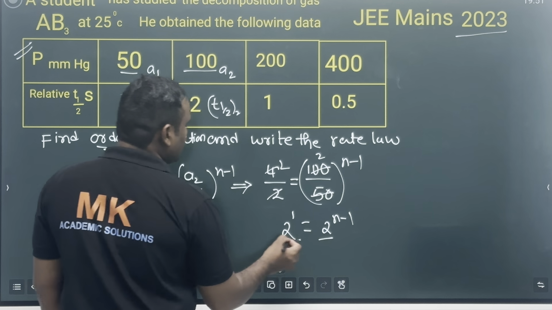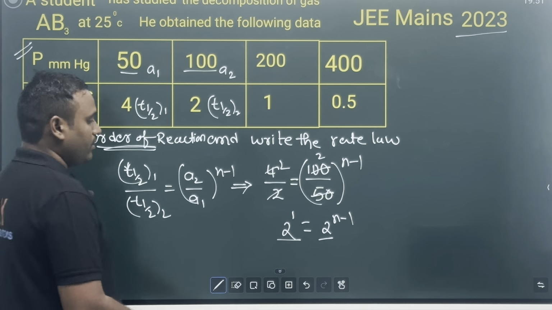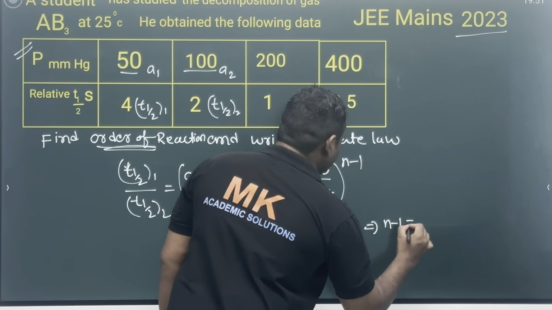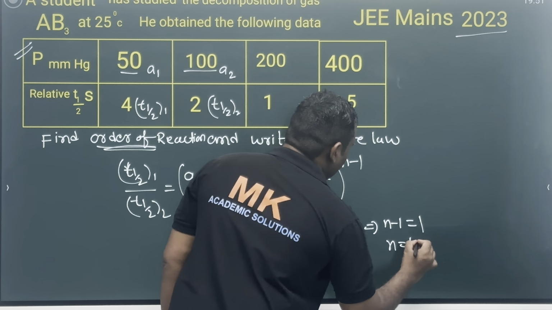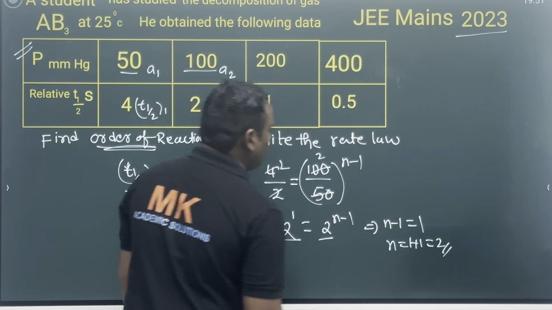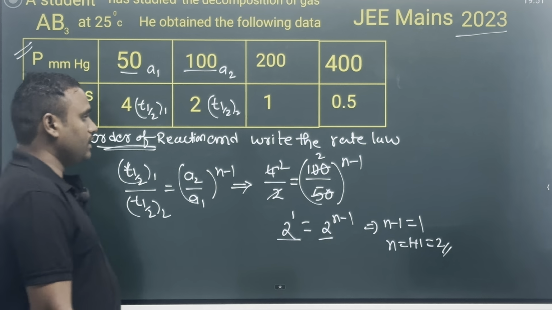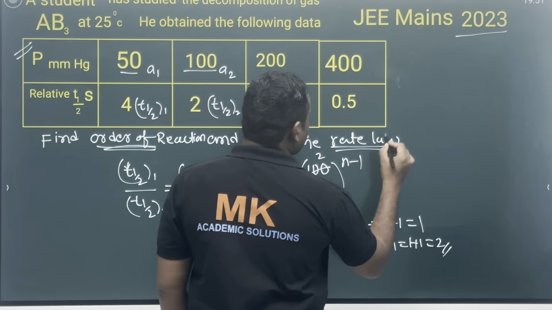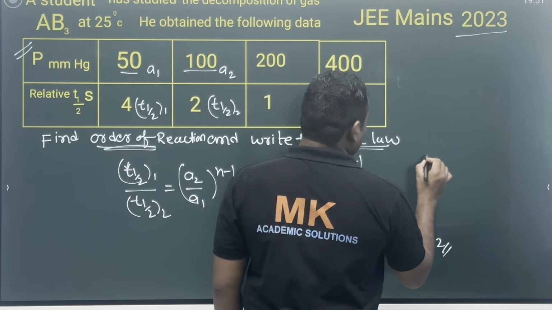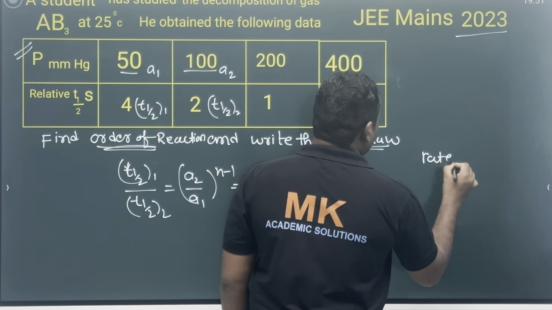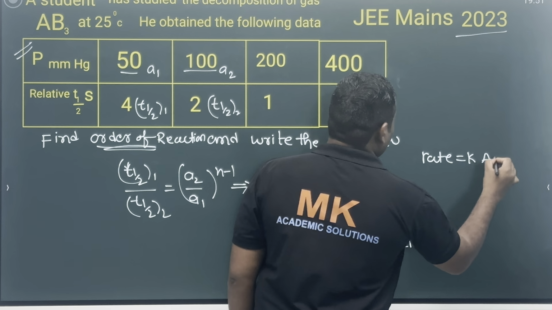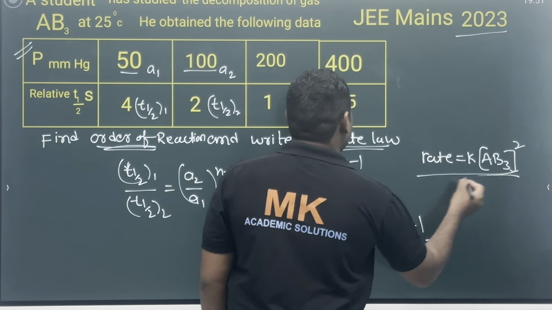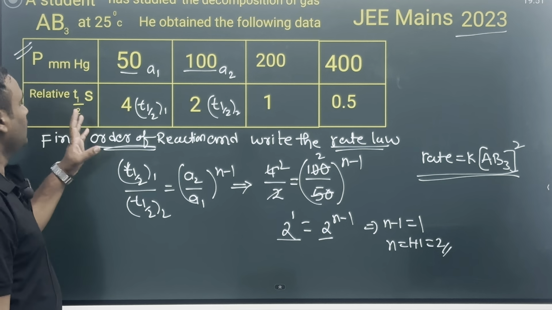So here also bases are same, so the powers are equal. So what you can write here: therefore n minus 1 is equal to 1, n is equal to 1 plus 1, that is equal to 2. It is a second order reaction. And what is the rate law for this? Rate law: rate is equal to K into AB3 power 2. Okay, this is about this reaction.